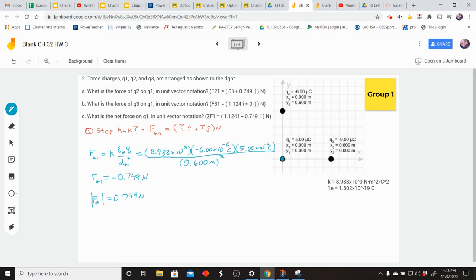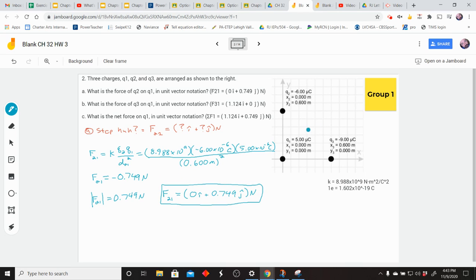So what does a pull straight upwards mean? In unit vector notation, what is a pull of 0.749 newtons? What that really means is force of 2 on 1 is equal to, well, it won't have any i hat component because this is not being pulled left or right at all. And its j hat component is going to be 0.749 j hat newtons. So there's our answer for part A.